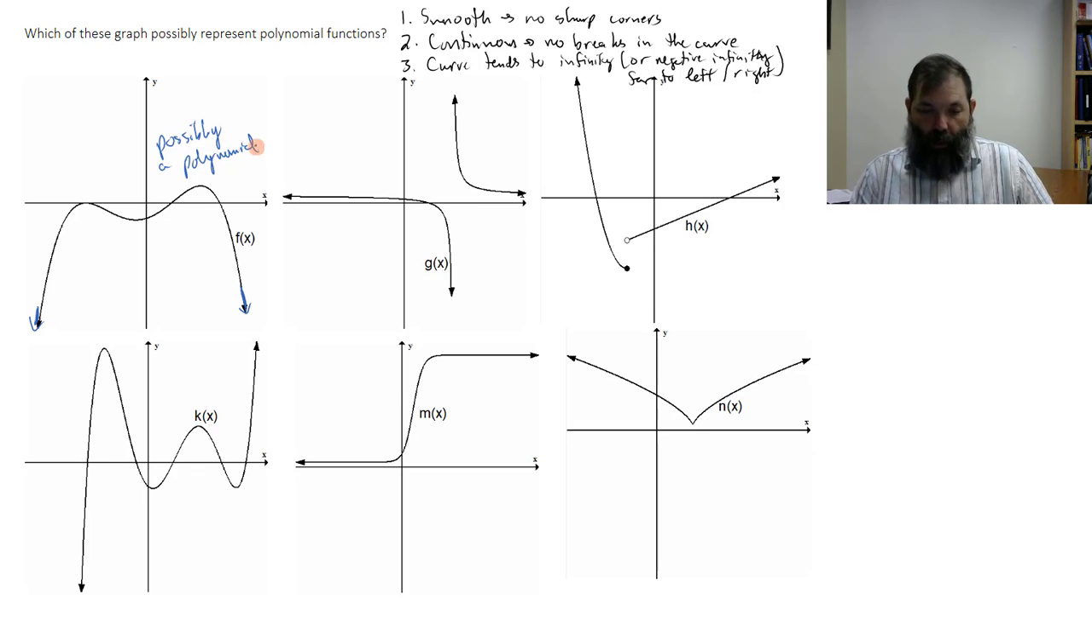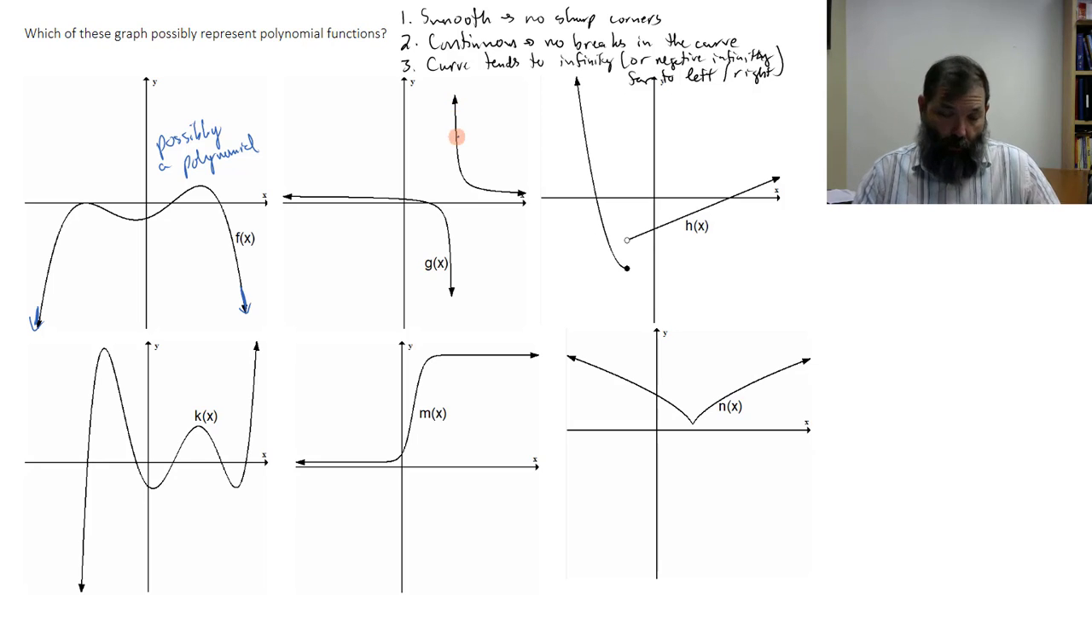All right, let's look at the graph that's been labeled g of x. Let's see what we have here. We have a smooth curve. There's no sharp corners in this curve. But wait, I just had to pick up my pen. If I draw the curve from left to right, the curve goes here, and then I have to pick up my pen and jump here. That's a break in the curve.